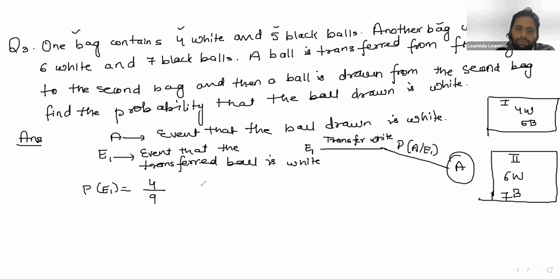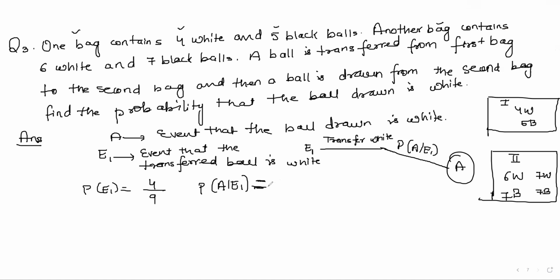Good. Now, what is P(A|E1)? When you have transferred a white ball here, the second bag will have 7 white and 7 black. A is white. So what will be P(A|E1) when you have transferred a white ball into the second bag? Sorry, 3 by 8. Why 3 by 8?